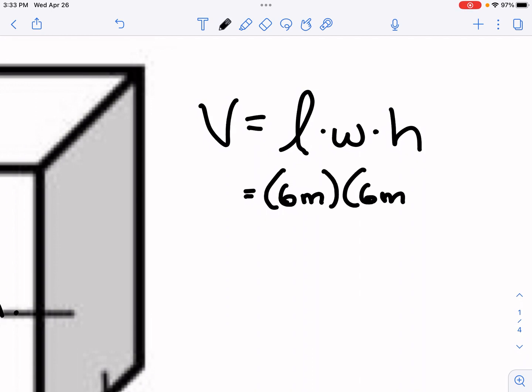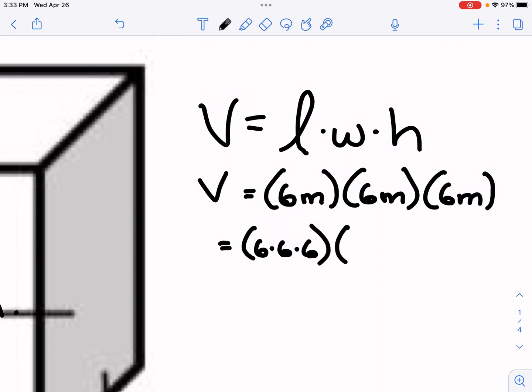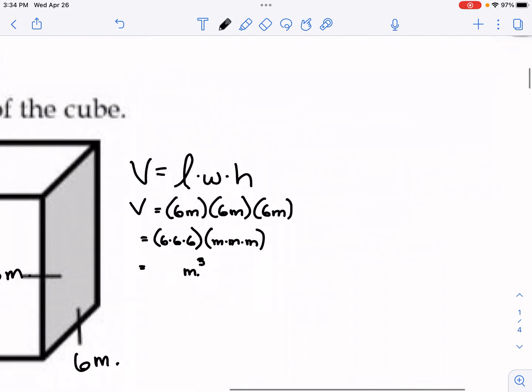times 6M times 6M. You could just put 6 times 6 times 6, but the reason I wanted to write the M here is because if we rearrange this, really what this is 6 times 6 times 6. And the M's are all together, M times M times M. I don't know what this is going to be, but we know that this will be M cubed because M cubed means M times M times M. So this is 1 cubic meter, but how many cubic meters do we have if we multiply 6 times 6 times 6?